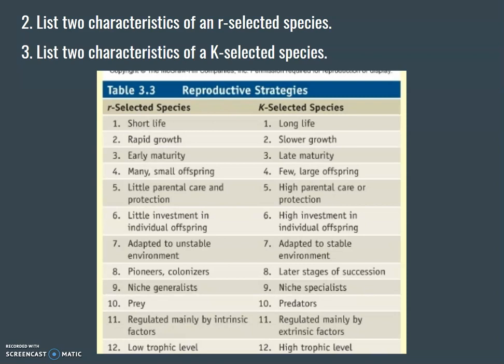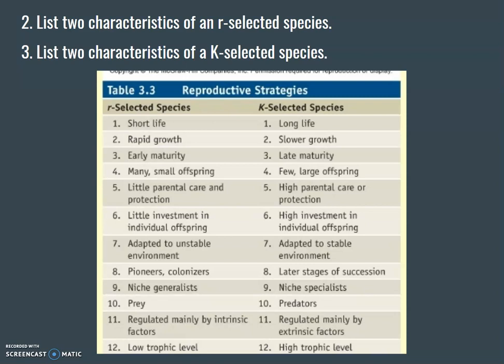Okay, so it has a short life and rapid growth, early maturity, many small offspring, little parental care and protection, little investment in individual offspring, adapted to unstable environments because they reproduce so quickly. They're often pioneers or colonizers, meaning they're the first to move into an area. They're generalists, which means in terms of their niche, they will live in a variety of places. They're often prey for other species. They're regulated mainly by intrinsic factors, and they're low on the trophic level. Of the 2 that I picked to write down, I put down many small offspring and little parental care. That, to me, is sort of, if I can remember that's an r species, the rest of it sort of falls into place.